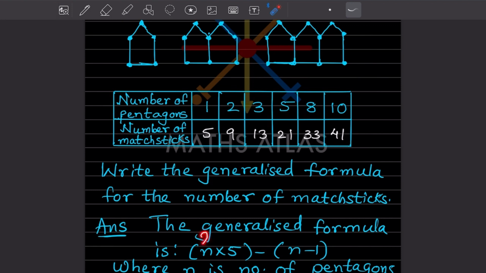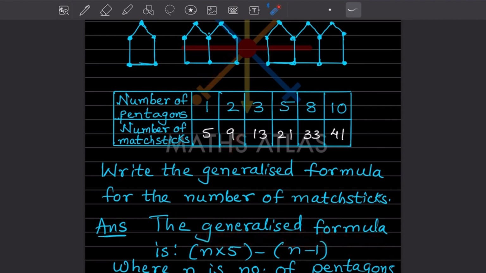Now suppose it is 2 over here. The number of pentagons is 2, like this. 2 into 5 is 10, and minus 2 minus 1, that is 1. So 10 minus 1, that is going to be 9. So this satisfies the equation over here.